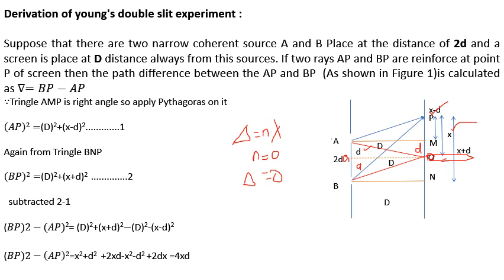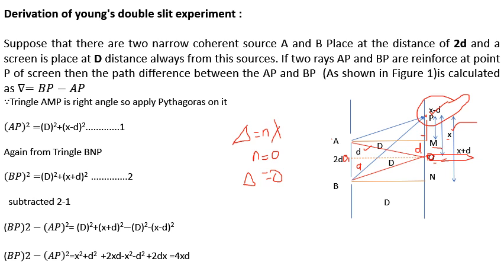Now what do we want to calculate? We want to calculate PN. As you know, the distance between O and P is X and the distance between O and M is D. So what is the distance between P and M? Quite obvious. This is X and this is D. Therefore this distance is X minus D. So the distance between P and M is X minus D.